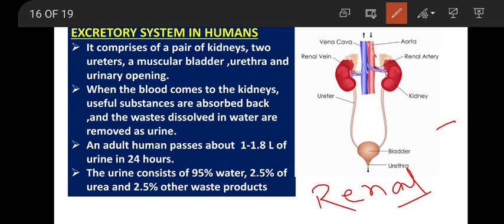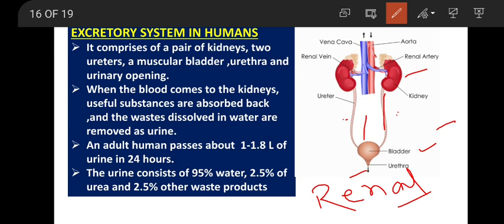So what is it made up of? The excretory system is mainly made up of two kidneys which are bean shaped and reddish in color. You can see in this diagram, these are bean shaped and somewhat reddish in color. It is made up of two ureters. Ureters are these tube-like structures. These ureters end in a bag-like structure called the urinary bladder. At the end of the urinary bladder, on the other side, we have the urethra, and the urethra opens into the urinary opening. This opening is called the urinary opening.